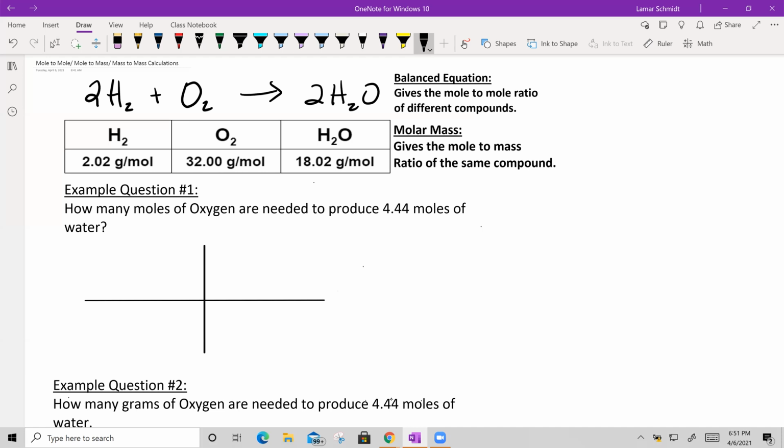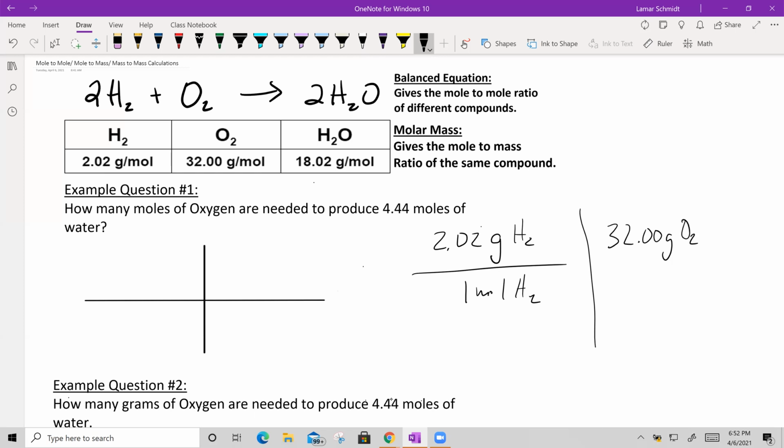Now, when we get to molar mass, this is going to give us the mole to mass ratio of the same compound. So if you noticed, we see hydrogen over here. It says 2.02 grams per mole. What that means is that we have 2.02 grams of H2 for every 1 mole of H2. So notice that they are the same compound, all right? And the same thing with O2. We have 32.00 grams of O2 is equal to 1 mole of O2.